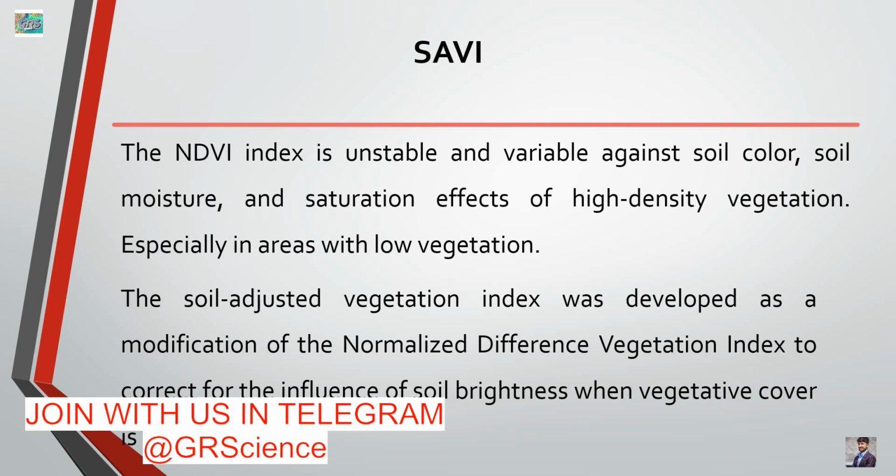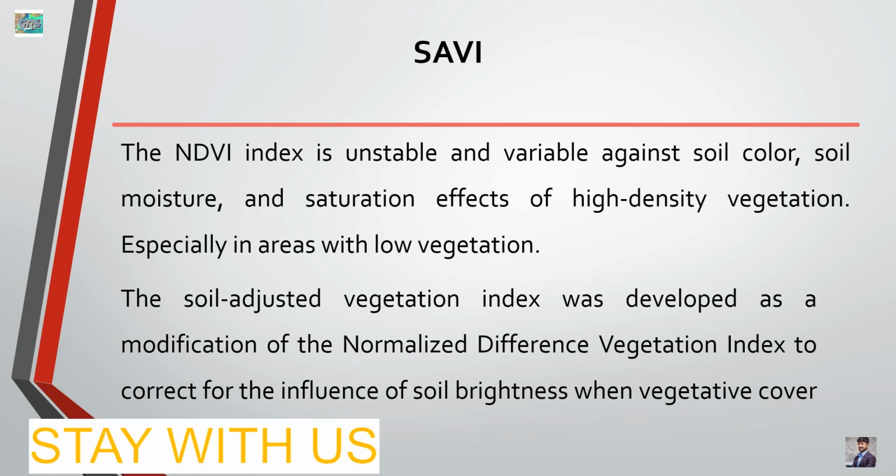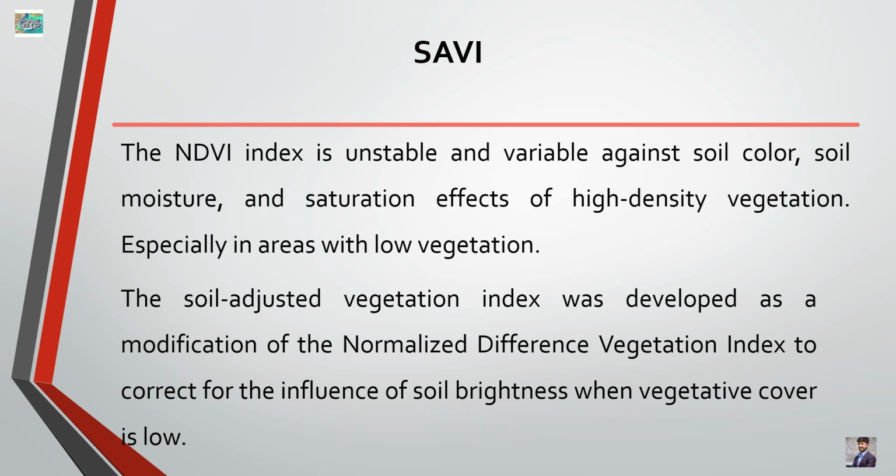And also, the soil adjusted vegetation index was developed as a modification of the normalized difference vegetation index to correct for the influence of soil brightness where vegetation coverage is low. It is the main purpose of the soil adjusted vegetation index. For areas with sparse vegetation, we use the soil adjusted vegetation index.